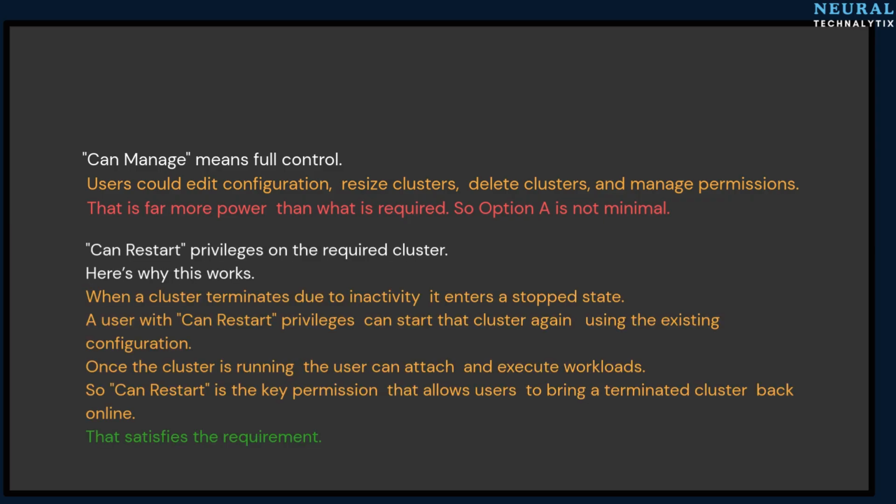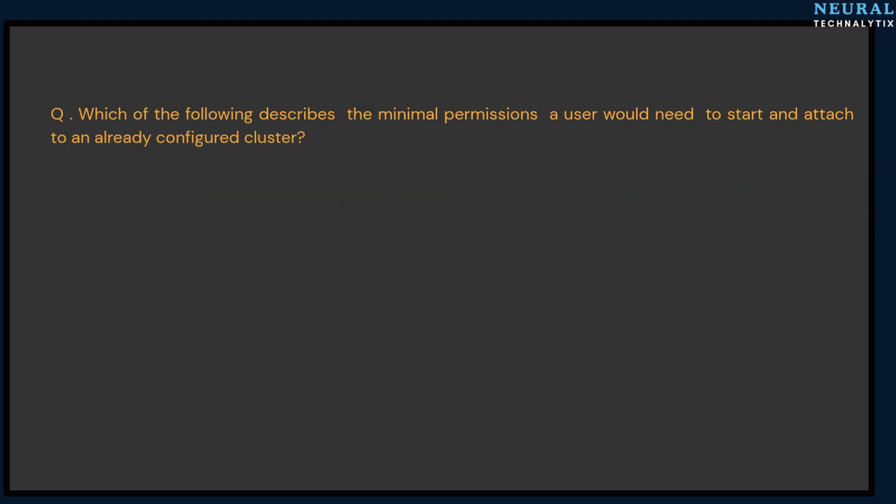Can restart privileges on the required cluster. Here's why this works. When a cluster terminates due to inactivity, it enters a stopped state. A user with can restart privileges can start that cluster again using the existing configuration. Once the cluster is running, the user can attach and execute workloads. So can restart is the key permission that allows users to bring a terminated cluster back online. That satisfies the requirement. So the correct answer is option D.